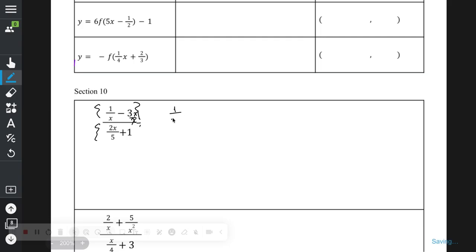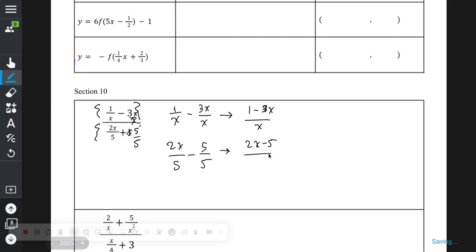So you're getting 1 over x minus 3x over x. And that's going to be 1 minus 3x over x. Common denominator, just do the tops. This one will need a common denominator of 5, so we're going to call that 5 over 5. 2x over 5 minus 5 over 5 goes to 2x minus 5 over 5.